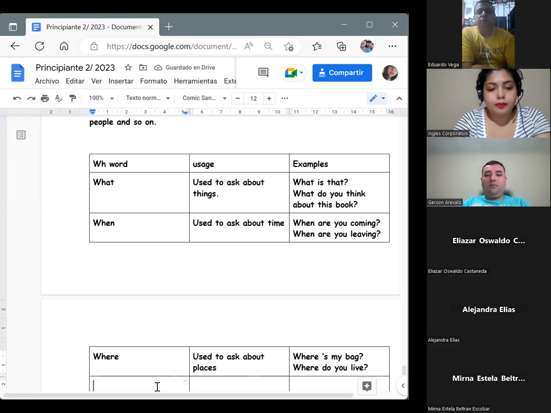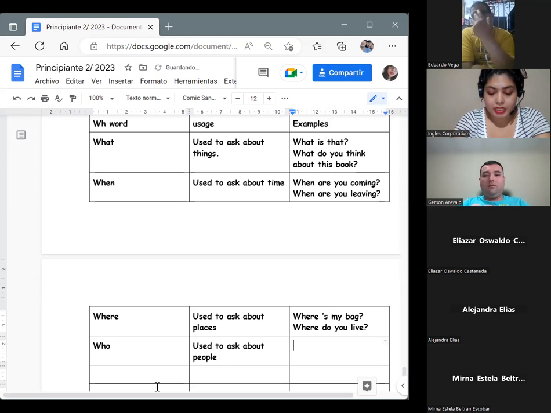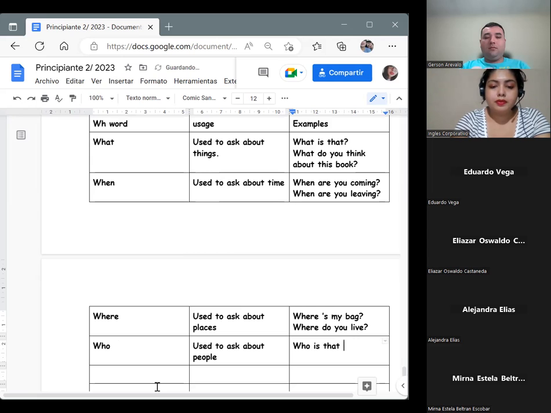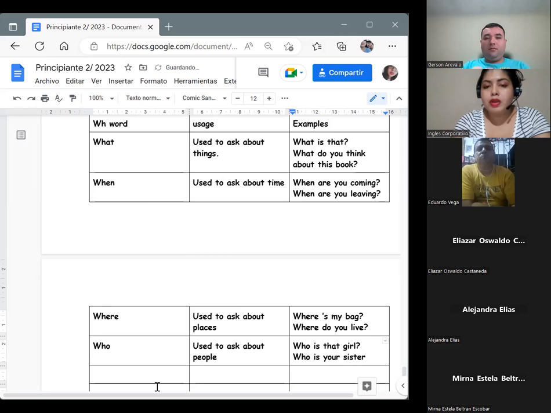Next one. Who? This one is used to ask about people. Este lo utilizamos para preguntar por personas. And we have the examples. Who is that girl? ¿Quién es esa chica? Who is your sister? Maybe we are seeing a picture or a photograph and we are asking for information about someone. Tal vez estamos viendo una imagen y preguntamos quién es tu hermana de las personas que están en la fotografía.